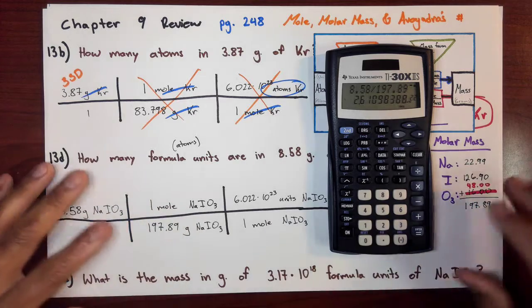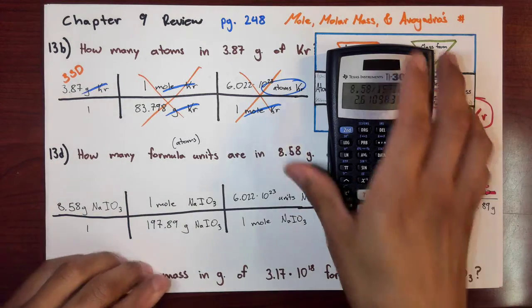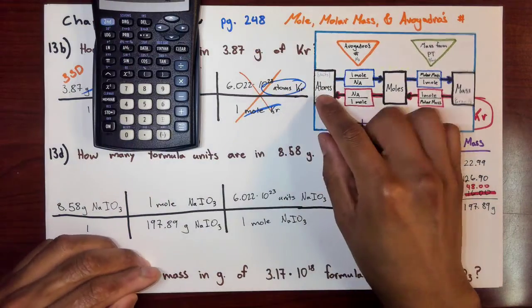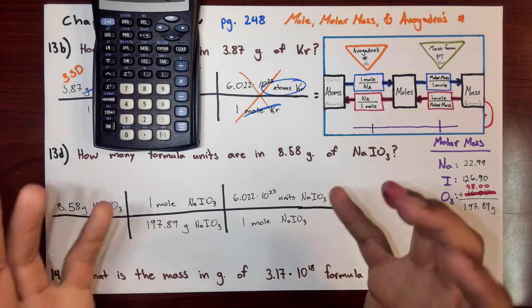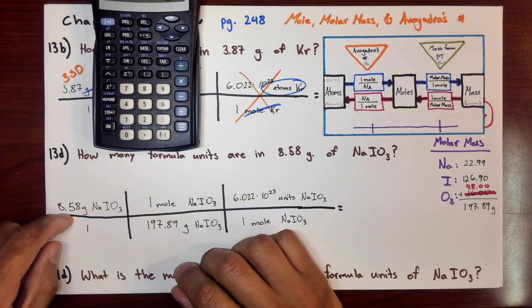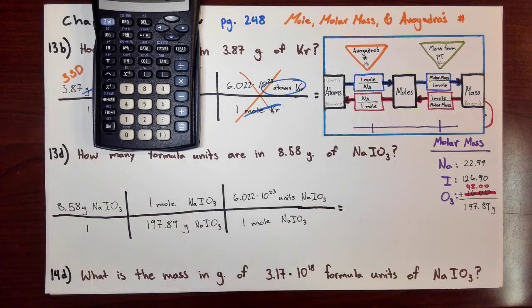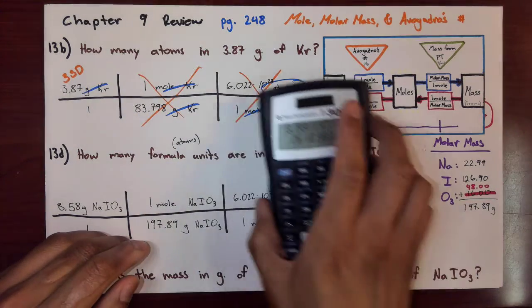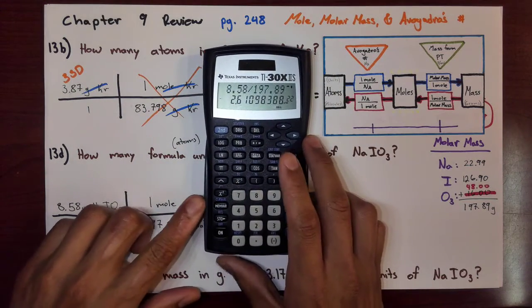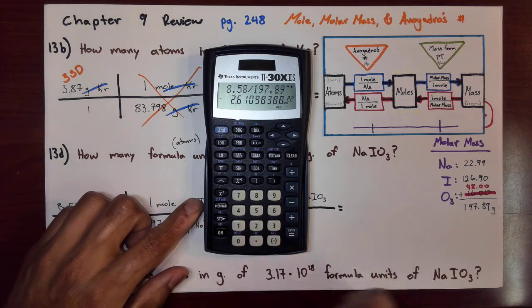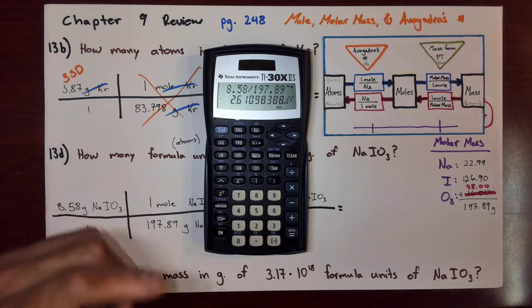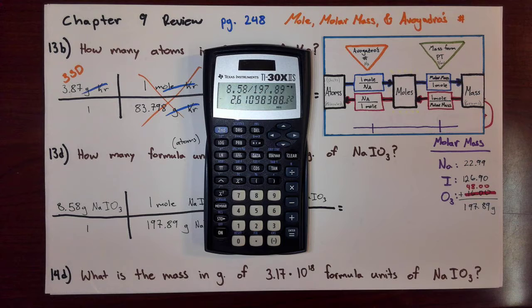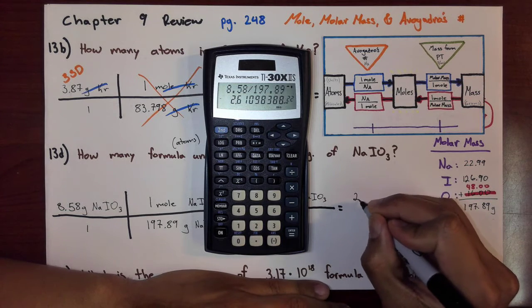Why is it important that you know if you're going to get a big number or a small number? Well, we're going to atoms, right? Imagine how many atoms there are going to be in 8.5 grams. It's going to be a ton of atoms. So it's important that you understand right off the bat that your final answer is going to be something relatively big.